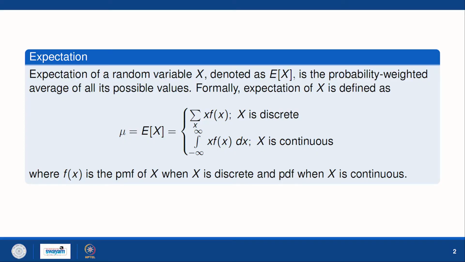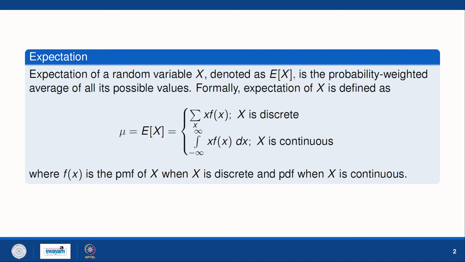Now we will see how we can find out the expectation and variance of a random variable. So, what do we mean by expectation first? The expectation of a random variable x, denoted by E of x, is the probability weighted average of all its possible values. Sometimes we also call the expectation of x the mean of the random variable x.